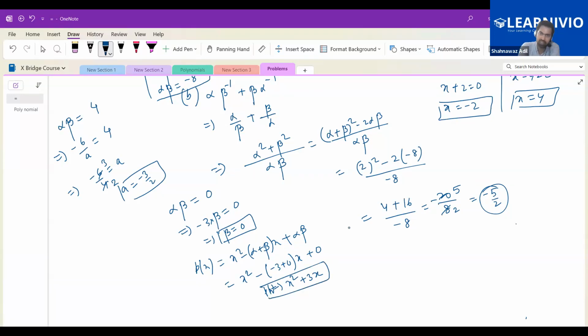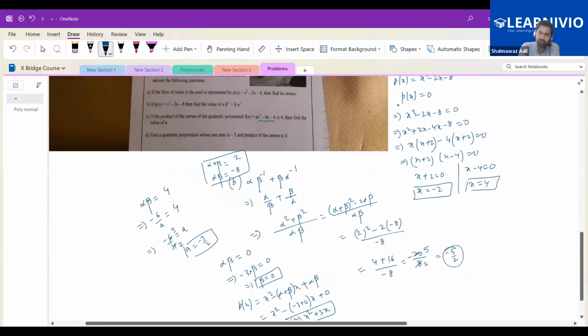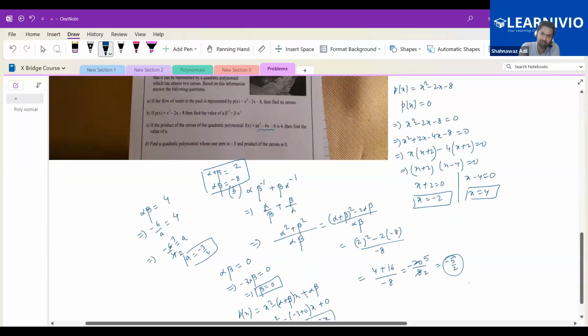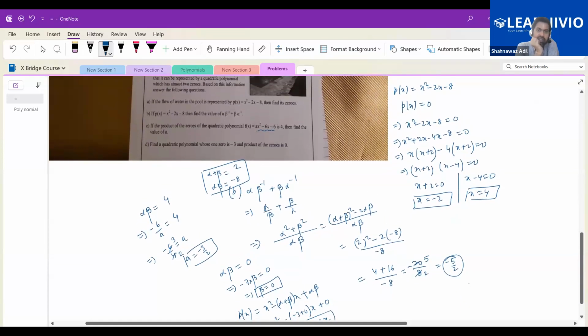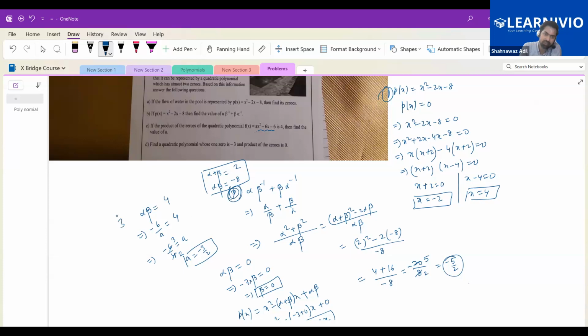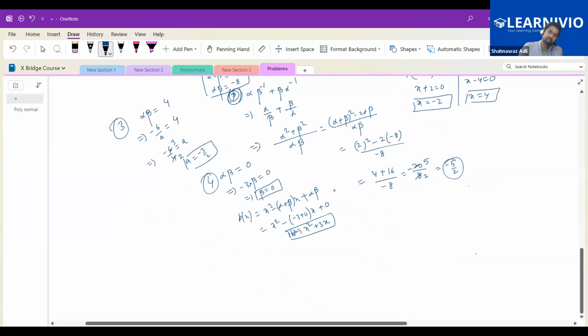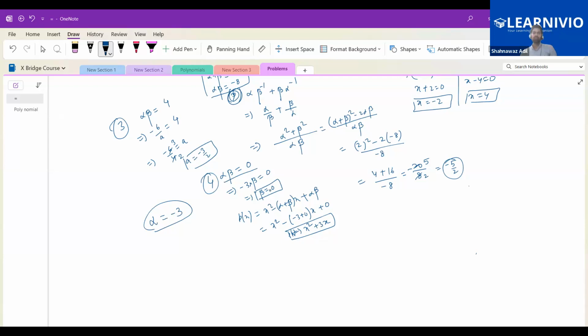Please note down all these things, right? So we started from here, and then this is the next part, and if you have any doubt in these questions, please ask. So this is the first part, this is the second part, this is the third part, this is the fourth. Sir, can you show the last part? Okay. In the last part, the product was given, and one of the zeros was given. So we found out the other zero, and then we put it in this zeros form.